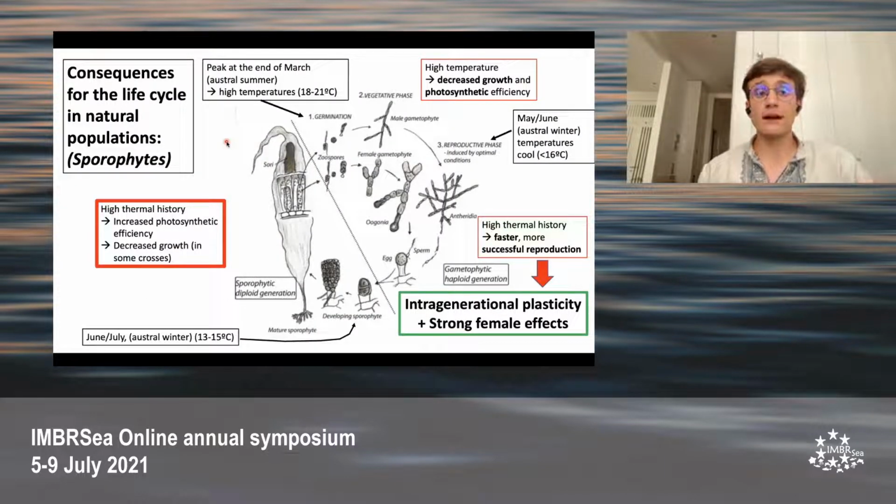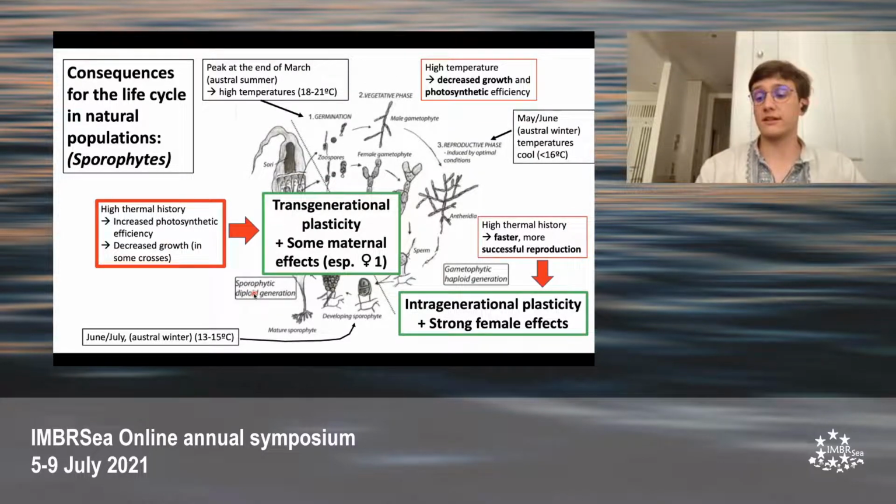So to put this back into the consequences for the life cycle, once we have these intragenerational plasticity effects in the gametophytes, moving on to the sporophytes, we saw that the high thermal history did increase the photosynthetic efficiency of these young juvenile sporophytes, but however led to a decrease in growth, albeit only in some crosses. And so we can conclude that there is definitely transgenerational plasticity happening here with some maternal effects.